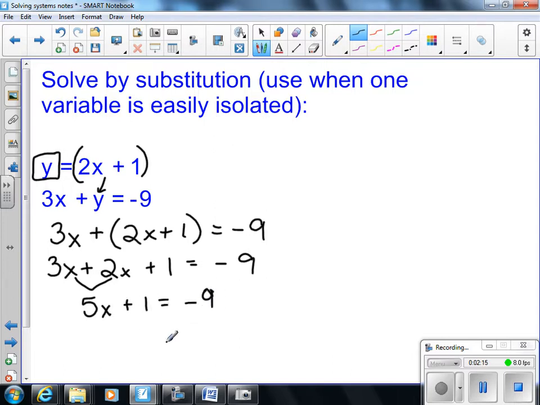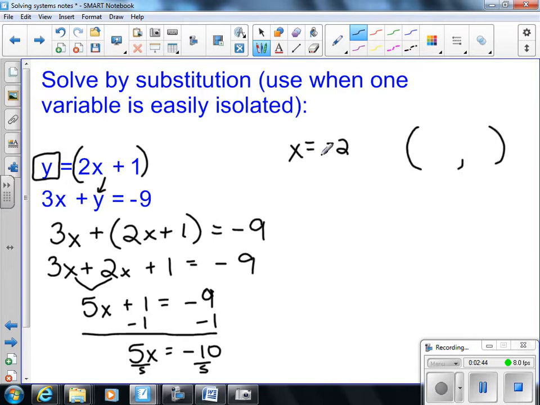Okay, now what do I need to do to solve for x? Okay, subtract 1. And I get 5x is equal to negative 10. Divide by 5. X equals negative 2. Now, what am I looking for, by the way? What is the solution to a system? It's an ordered pair. It is an ordered pair. So what I have just done is I found the x-coordinate to my ordered pair.